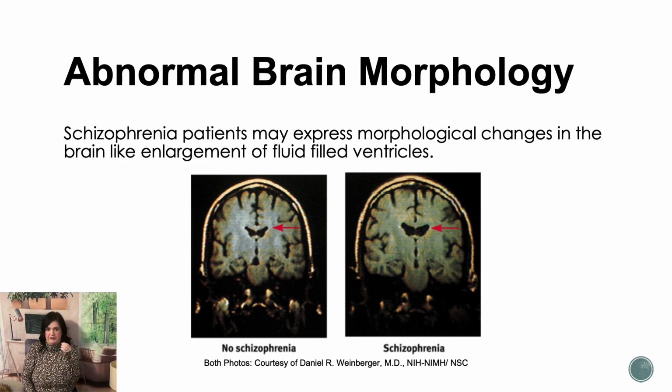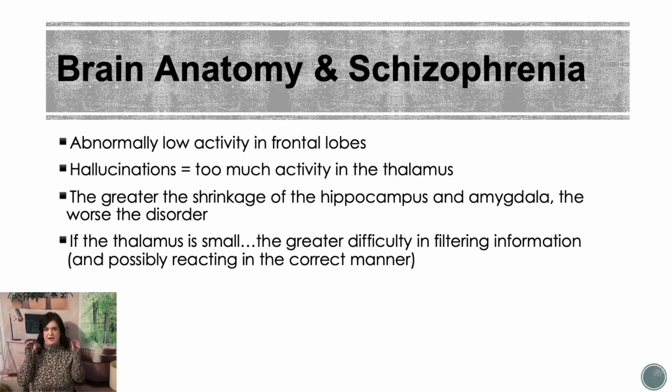More to note among the abnormalities is abnormally low activity in the frontal lobe, and the hallucinations tend to come with too much activity in the thalamus, so they're not understanding where to send these things, right? The greater the shrinkage of the hippocampus and the amygdala, the worse the disorder becomes. That's pretty interesting because you can't make new memories and have real memories if your hippocampus is shrinking. You're filtering the information through and reacting in an incorrect manner. That kind of explains the actions and even speech patterns, right?